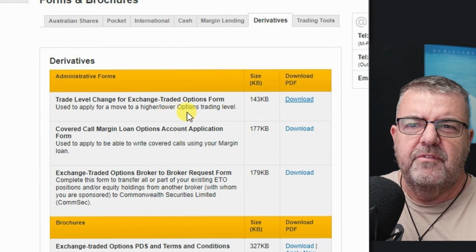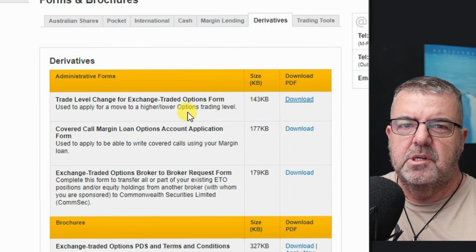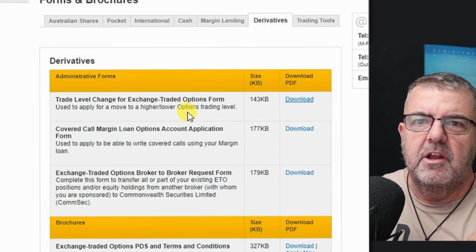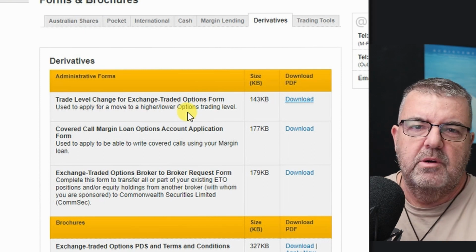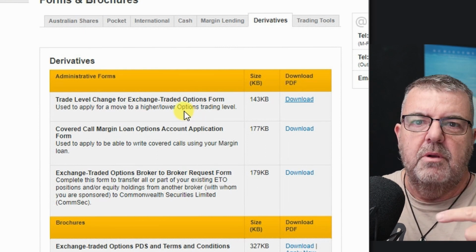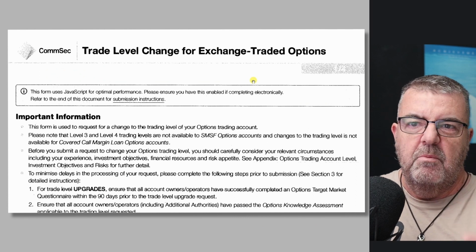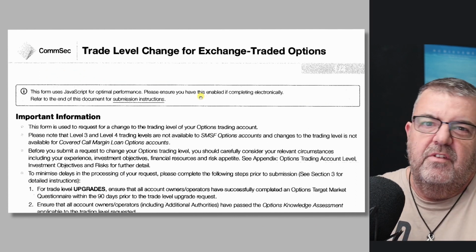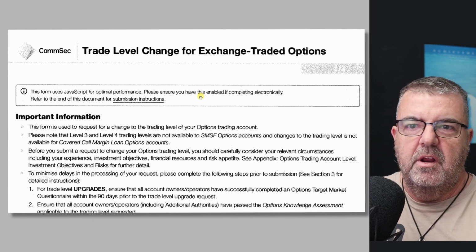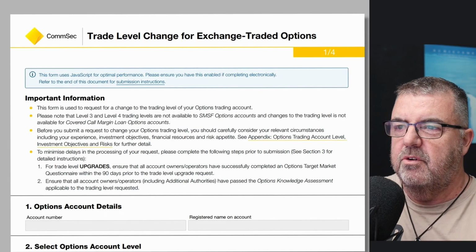I think by default, if you apply for an options account, don't quote me because obviously I don't work for ComSec, I think they set you up at a level 1 and then you need to apply to go to a level 2, 3 or 4. And this is what the form kind of looks like. So you fill out the form, you go through it, you sign it, you give all your details, you send it into them. This is part of the form.